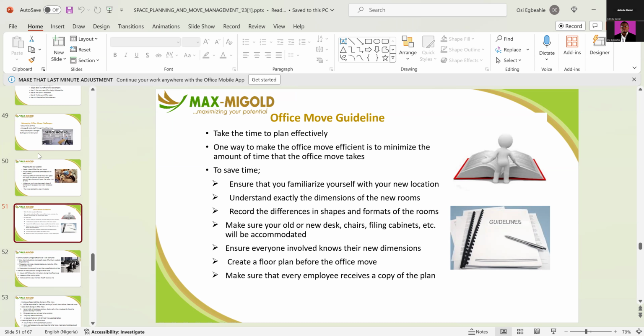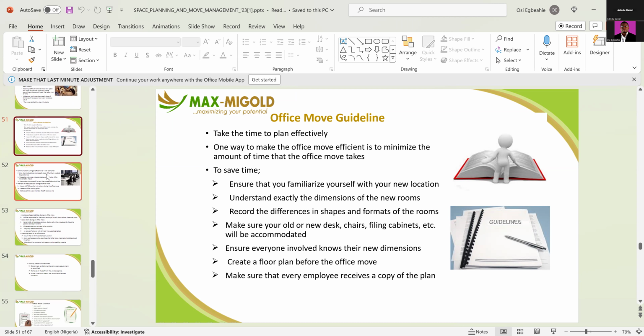Office move guidelines. We are going into the guidelines that will help you through the move process. Take the time to plan efficiently for this move. One way to make the office move efficient is to minimize the amount of time that the office move takes in itself.